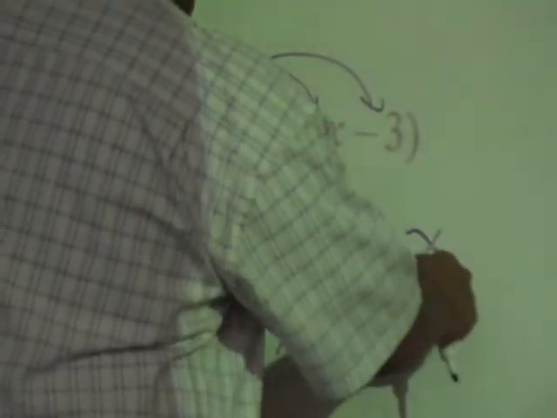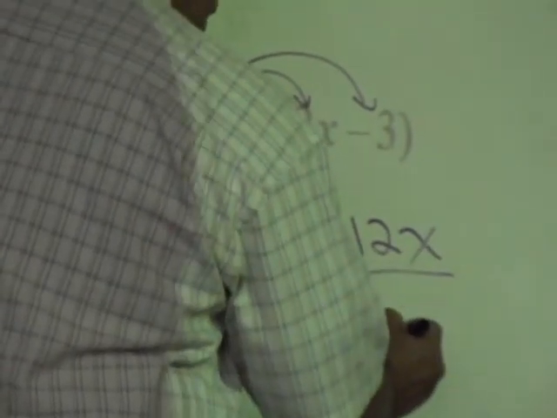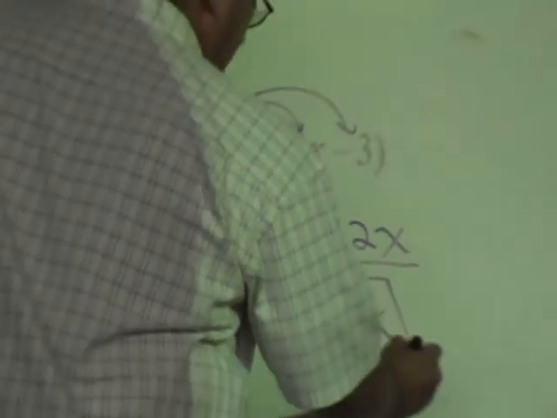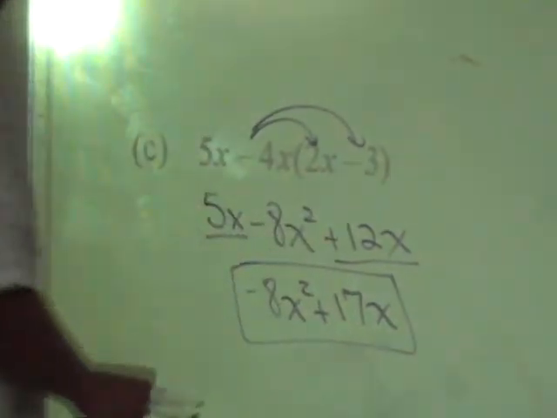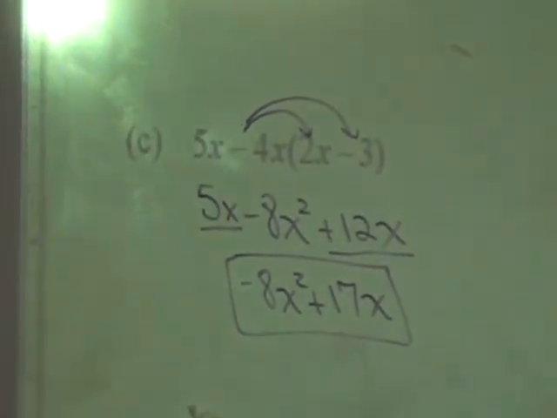If I have x plus x, is that x squared? No. Mr. Lopez, could you do it backwards? Could you do 17x minus? Absolutely, minus 8x squared. I won't take points off.